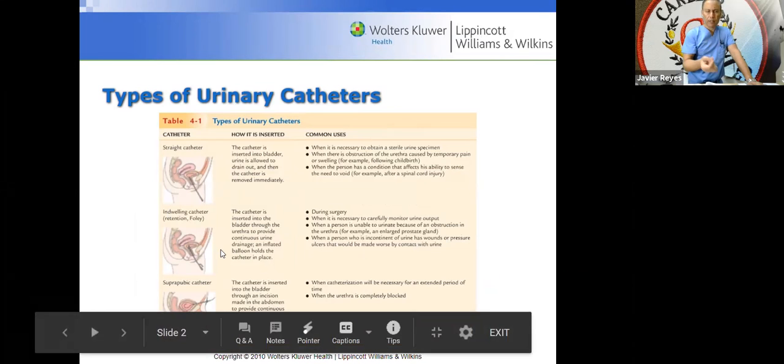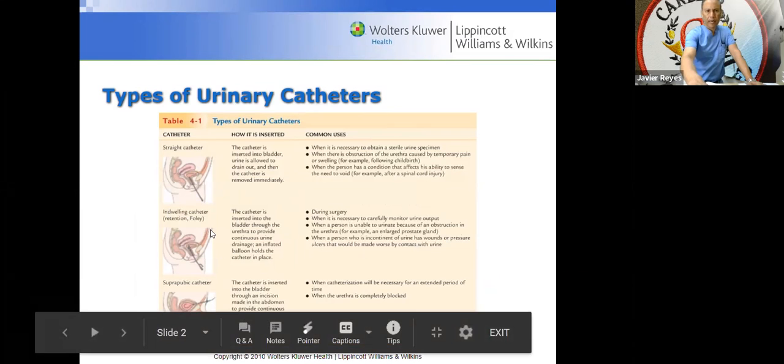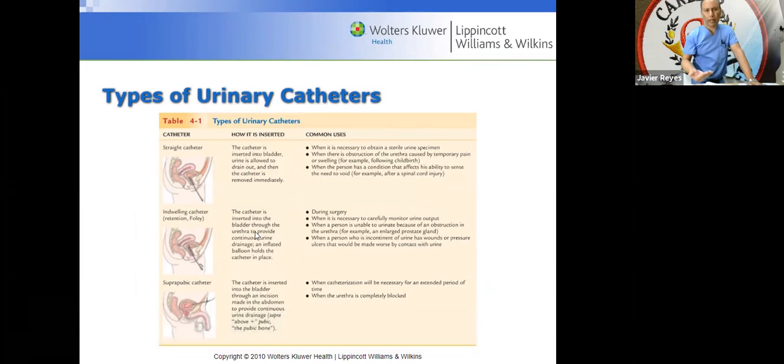I can't see very well if it's a male or female, but regardless, the anatomy is similar. The only difference is the prostate in the males. But the catheter, this is called the straight catheter because it just goes in and then you will take it out. Okay, we just want to drain that bladder.